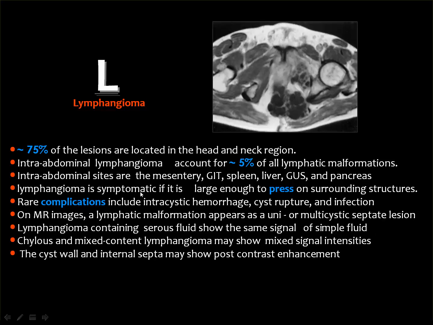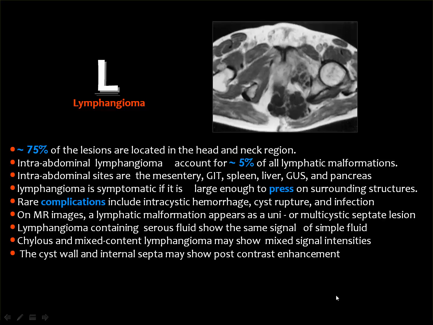Lymphangioma is asymptomatic unless it is large, in which case it will compress the adjacent structures. If there are complications, they include intracystic hemorrhage, cyst rupture, or secondary infection. Lymphangioma on MRI will appear as a multilocular cystic lesion containing simple fluid, but lymphangiomas containing chylous fluid or those that are infected will show mixed signal intensity.